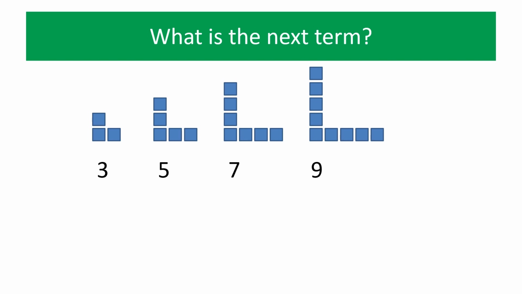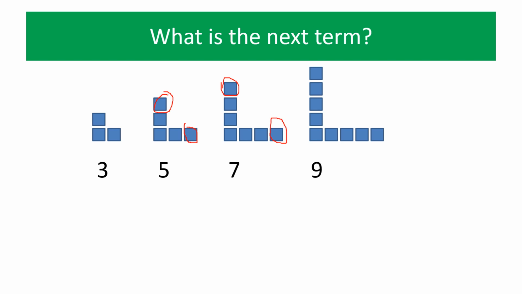Okay, so I hope you recognized this sequence as a linear sequence, because if you have a look, each time from term to term, from picture to picture, we are going up by 2 each time. We are adding a square at both ends, so we are adding 2 squares each time.